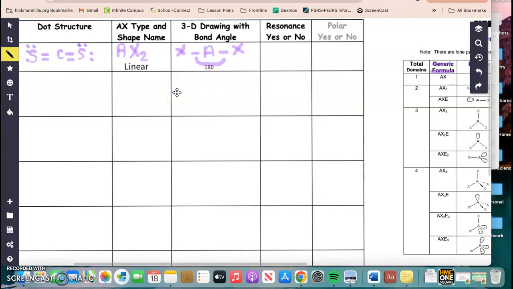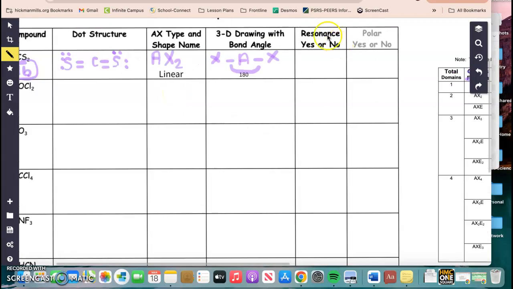Okay, and for this one, it asks us, does it have resonance? Remember that resonance means can the double bond be in a different place? For this, the answer is no, because we already have 2 double bonds and there's nowhere else for that to go. Now, if we only had 1 double bond on one side, and this other side was a single bond, then yes, it could have had resonance. But in this case, the answer is no.